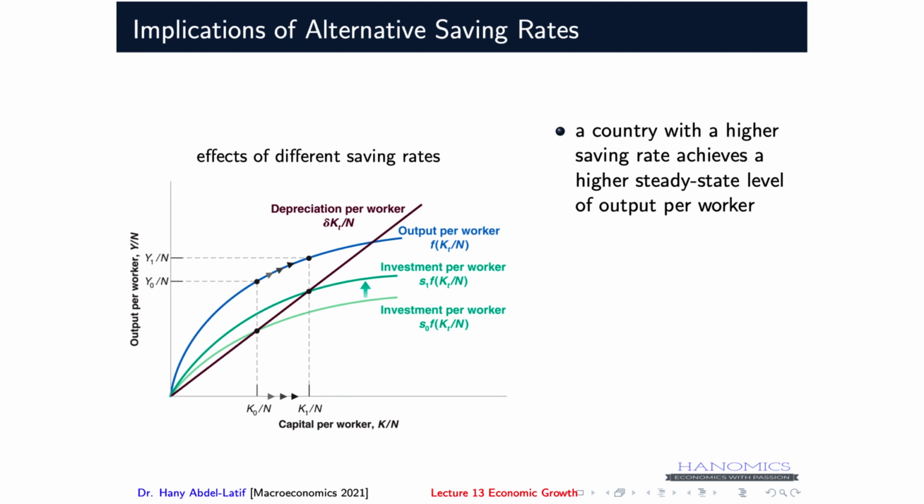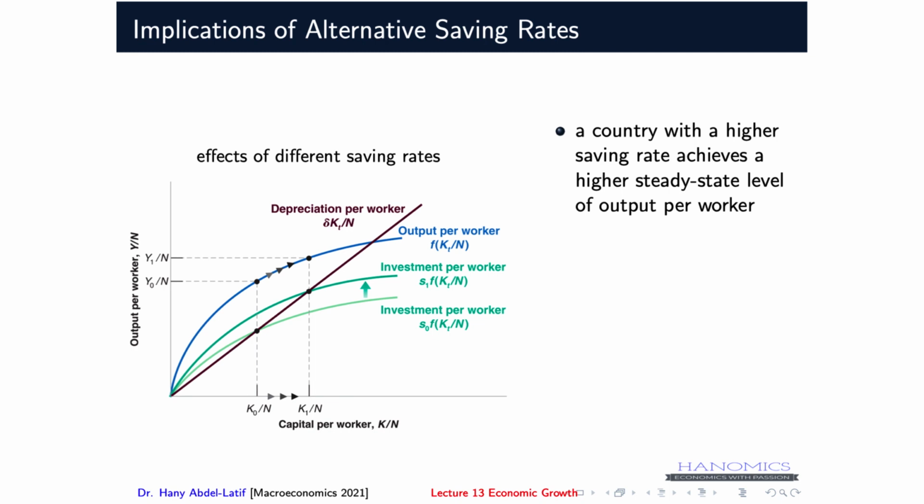Again, we have a higher steady state level, and that means higher output per worker. That explains the effect of an economy that has a higher saving rate: it will achieve a higher steady state level of output per worker, and that's how we show it on that graph.